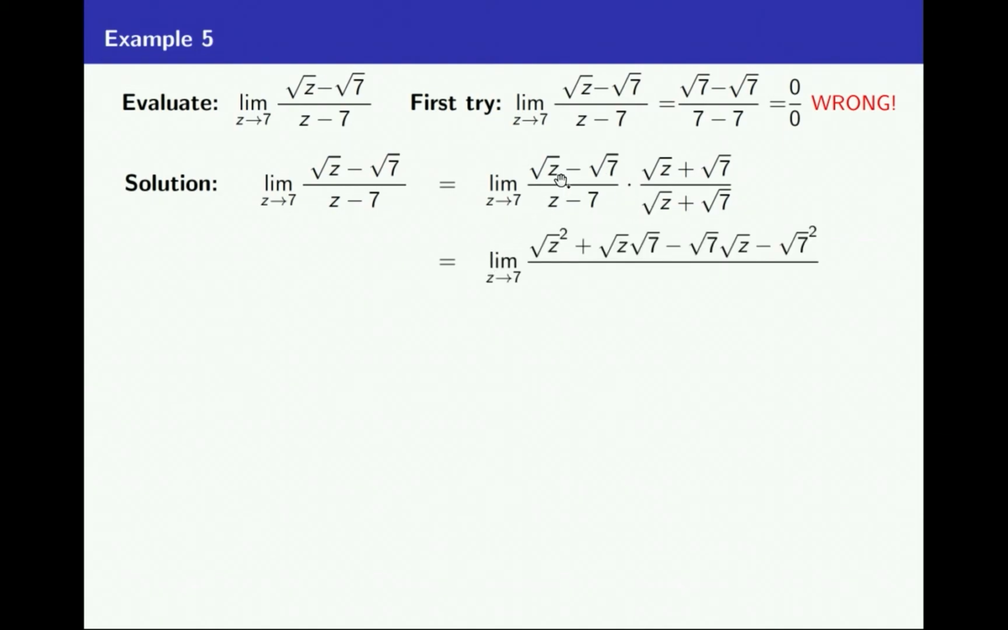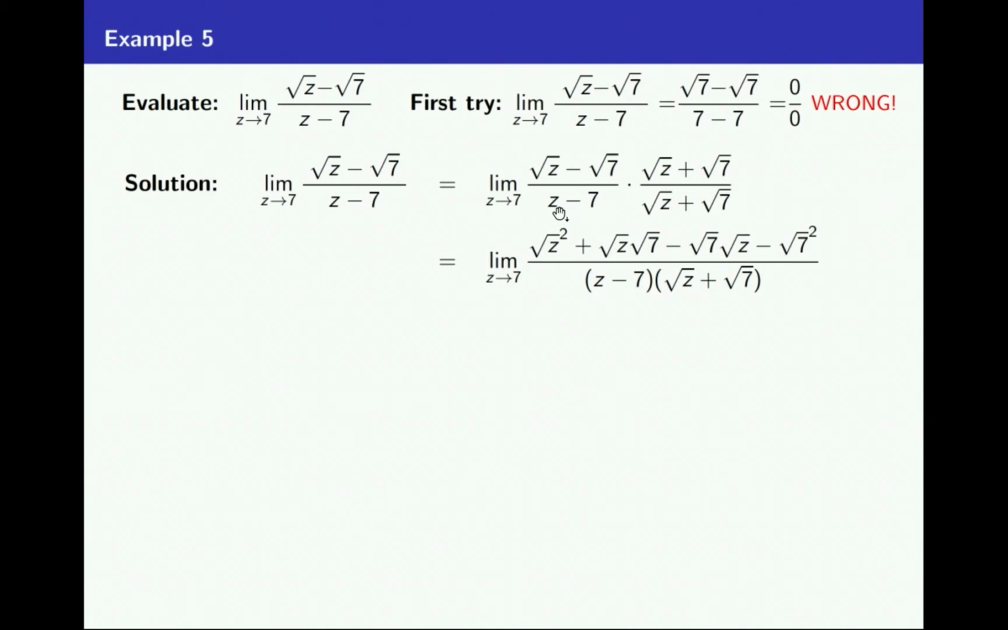Well, if you FOIL out the top, you get the square root of z times the square root of z, which is the square root of z squared, plus the square root of z times the square root of 7, minus the square root of 7 times the square root of z, minus the square root of 7 times the square root of 7, which is minus square root of 7 squared. So these middle terms cancel out, and the square root of z squared is just z, and the square root of 7 squared is 7. So the top is going to simplify dramatically.